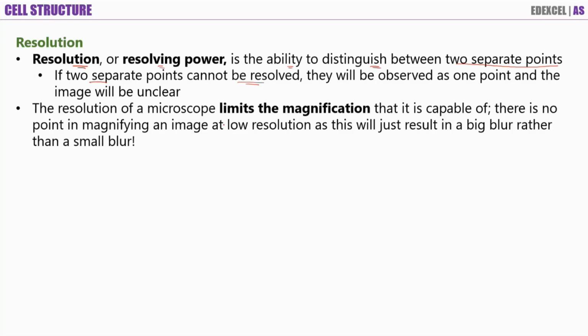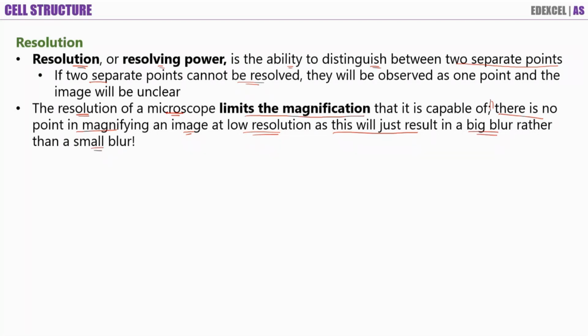Understood? Clear? So remember that resolution plays a very important role in how much magnification there can be. The resolution of a microscope limits the magnification. So the better resolution you have, the better magnification you will get. Clear? Cool. So here we have a line mentioned that there is no point in magnifying an image at low resolution, as this will just result in a big blur rather than a small blur.